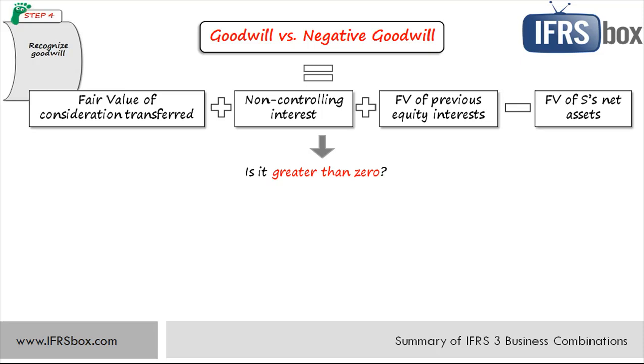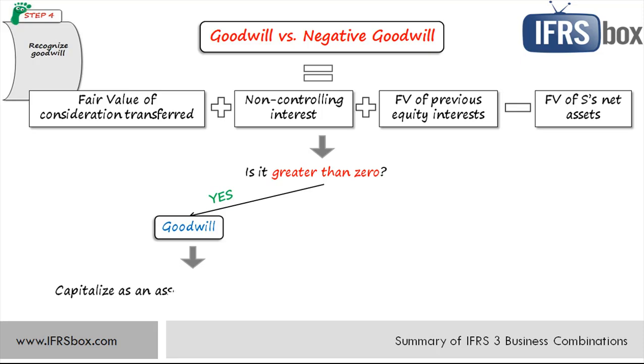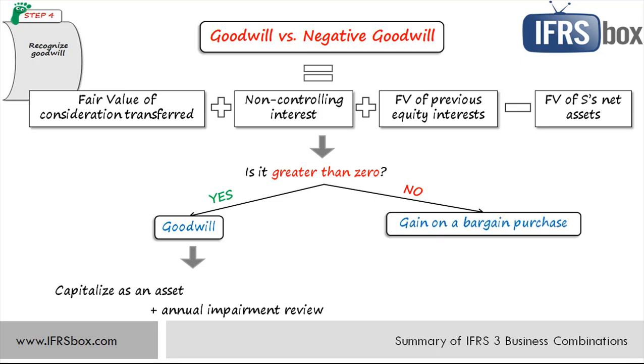Now, as I mentioned, the result can be either positive or negative. So when the result is positive or greater than 0, then the difference is called goodwill. And as it's acquired in a business combination, a parent needs to capitalize it as an intangible asset and perform an annual impairment review. But when the difference is negative or less than 0, it means the parent paid a lower amount for the subsidiary than its fair value, and this is called negative goodwill or a gain on a bargain purchase. Well, first of all, you need to reassess the amounts at which the parent measured both the cost of the combination and the subsidiary's net assets, because there might be some error and the parent needs to be sure that there's really a negative goodwill.